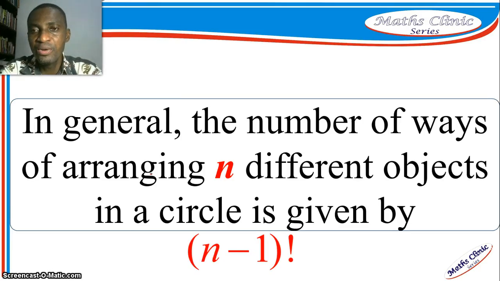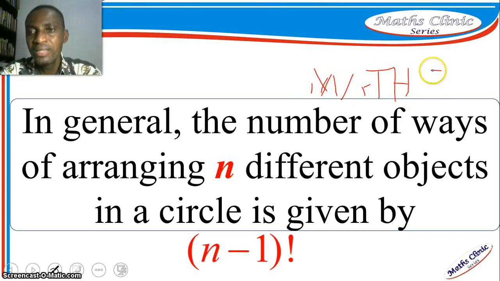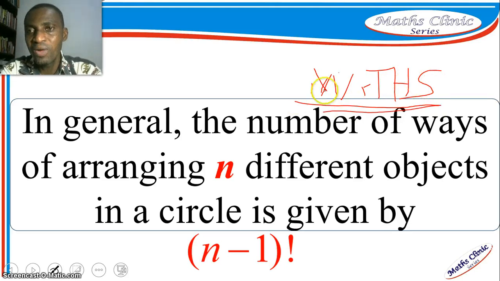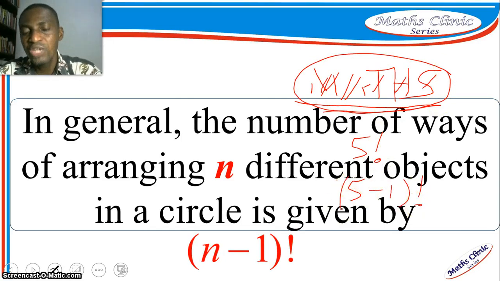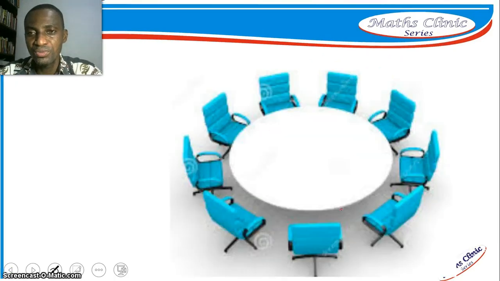Remember that in a row or in a line, if I give you a word like MATHS to arrange, since we have 1, 2, 3, 4, 5 different letters, it becomes 5 factorial ways. But if I'm to do the same thing in a circle, it will be 5 minus 1 factorial. And the question is, why do we subtract 1 if it is in a circle, but we leave it as such if it is in a row? I will explain that to you.